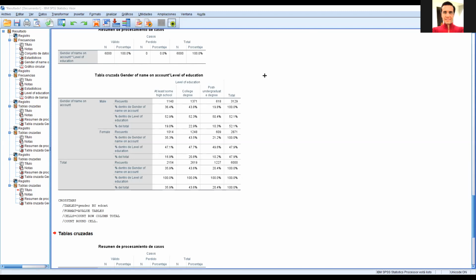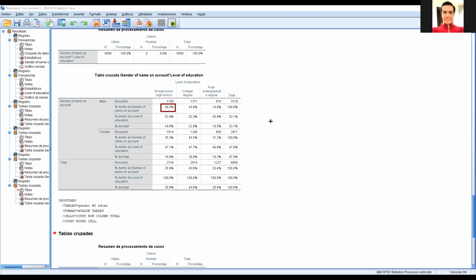So, okay, let's start with this one. Right there it says 36.4% of the males have at least some high school. Again, 36.4% of males have at least some high school. Do you get it? Yes.